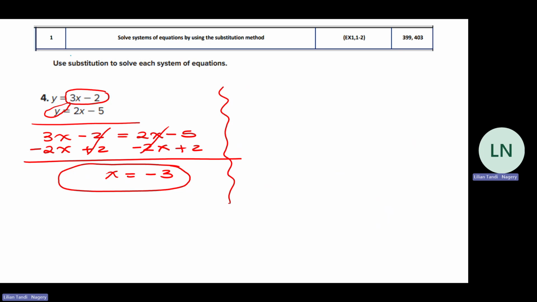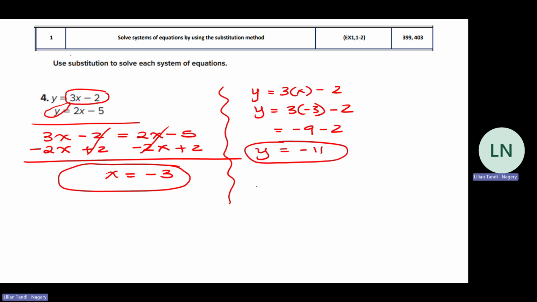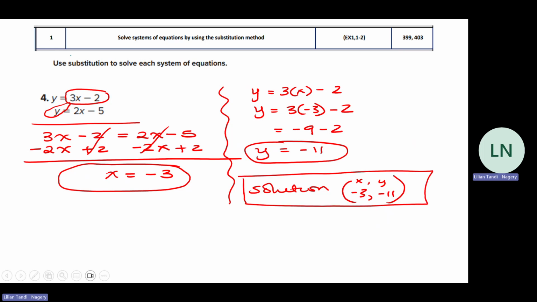Then now find y. It doesn't matter which equation. So y equals 3 parentheses x minus 2. y equals 3 multiply negative 2. And that would be negative 9 minus 2, which will be negative 11. Okay, and then you write solution. And then you write x comma y. And then your x is negative 3, and this is negative 11. And you box your answer. So remember, you're still doing substitution.